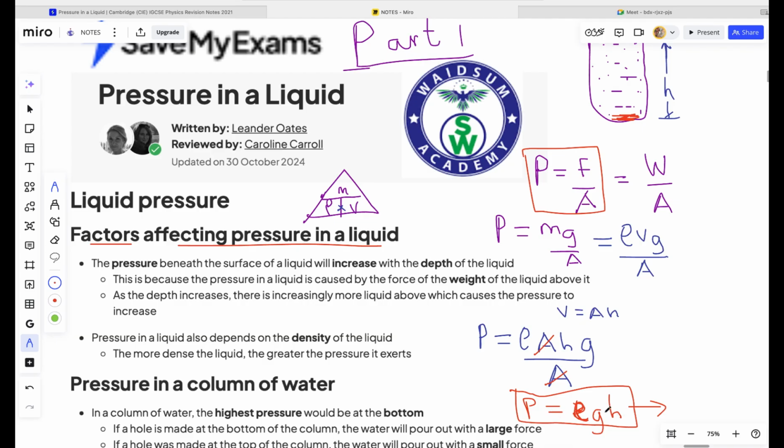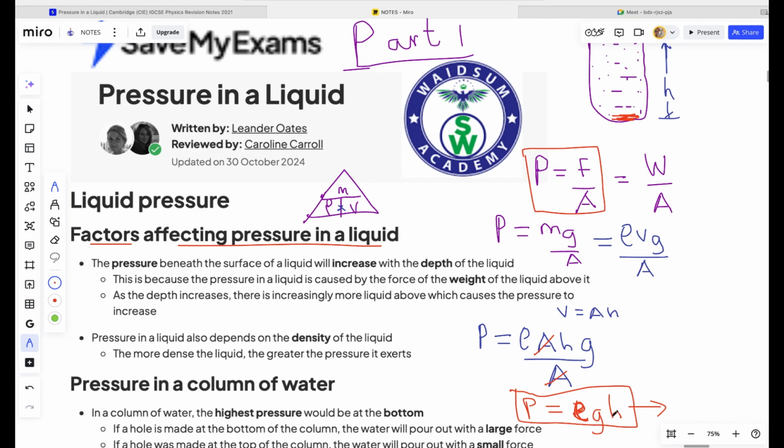So you can use the formula to answer this question. If they ask you to give a factor affecting the pressure in a liquid, one is the density of the liquid. The greater the density, the more the pressure at the bottom of the container. Another is the acceleration due to gravity, which affects the pressure at the bottom of any lake or container.